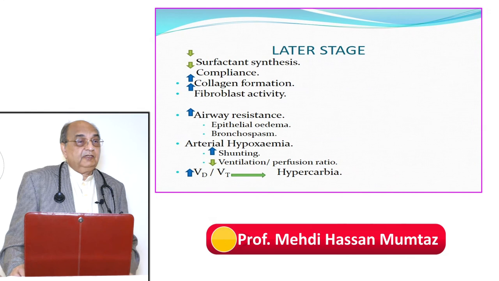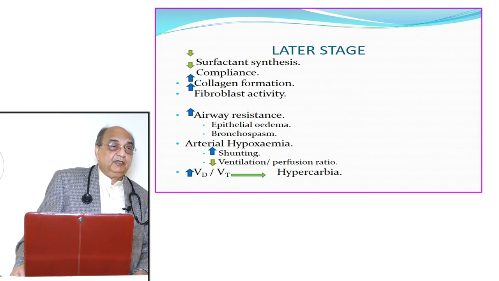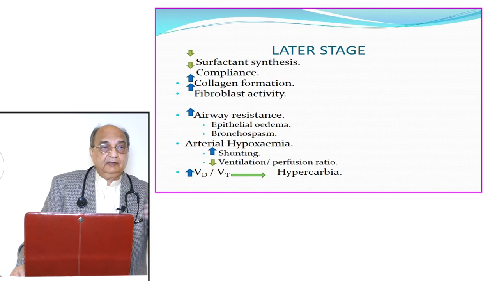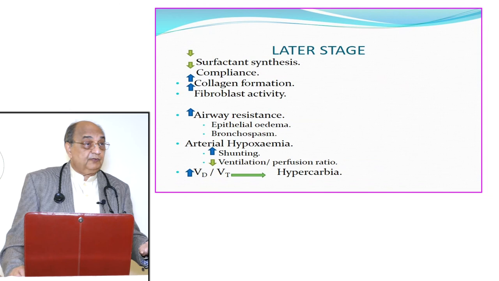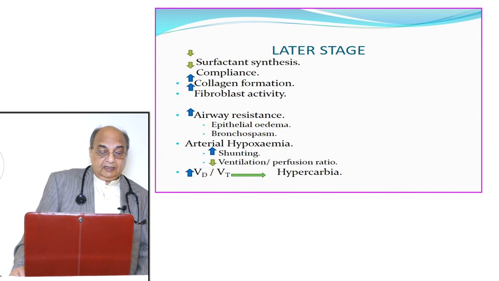And if there is arterial hypoxemia, it is because of increased shunting of the blood, because the blood does not come in contact with the gases. The blood is flowing mainly in the dependent part of the lung, not in the upper part. The gases are mainly going into the upper part of the lung, and the blood is not going to the upper part. Because of this, the blood will be shunted and there will be a dead space effect. So the ventilation perfusion ratio will be decreased.